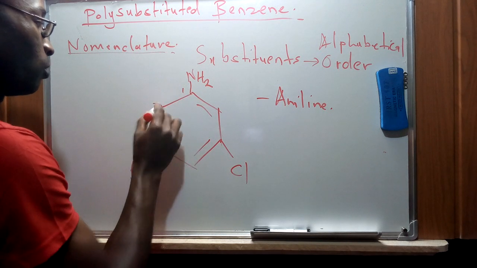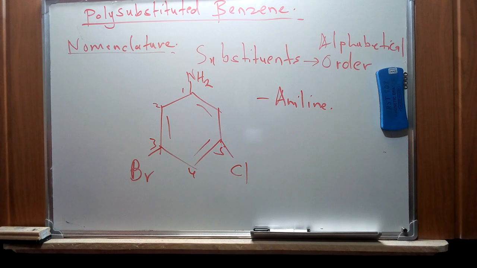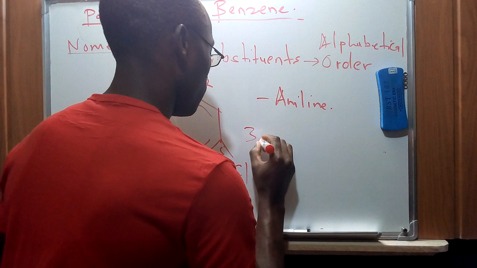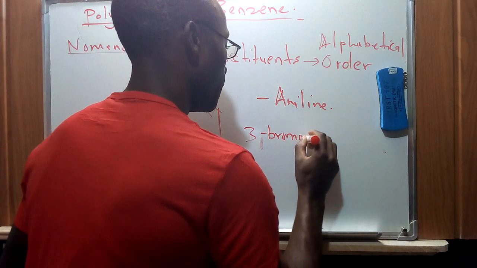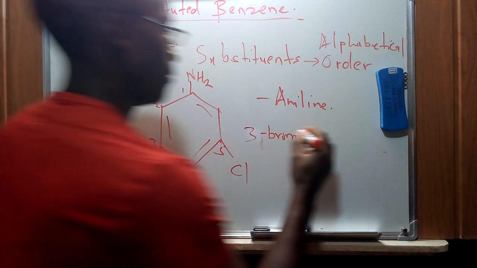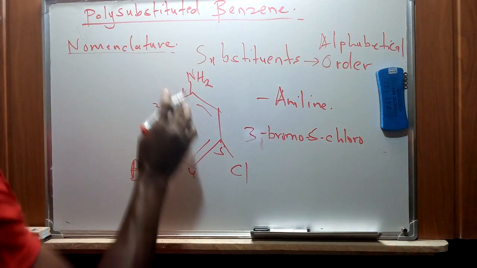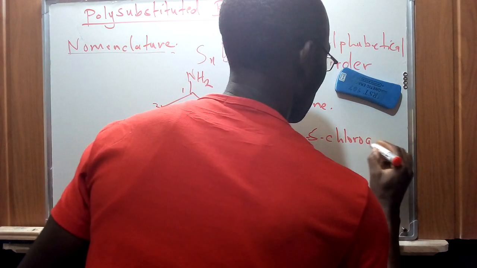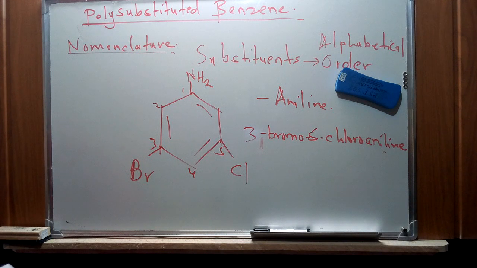So this is number 1, 2, 3, 4, 5. So there's a substitution at point number 3 and 5. So therefore, we are going to give this one the name 3-bromo. And then there's a substitution at point number 5, chloro, aniline. So that one will form the name for that kind of compound. So that is 3-bromo-5-chloroaniline.